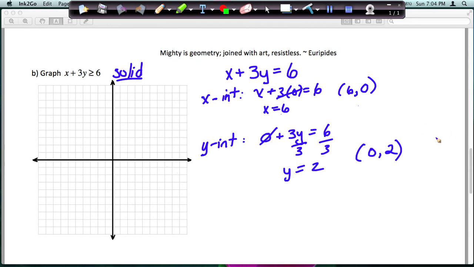So let's go ahead and graph. I'm going to count by ones here. So 0, 2. Let's label this 2. There's my point. And I'm going to count by ones going across 1, 2, 3, 4, 5, 6. Here's 6, 0. And I'm going to try and put a straight line through here, going through both of these points best I can.